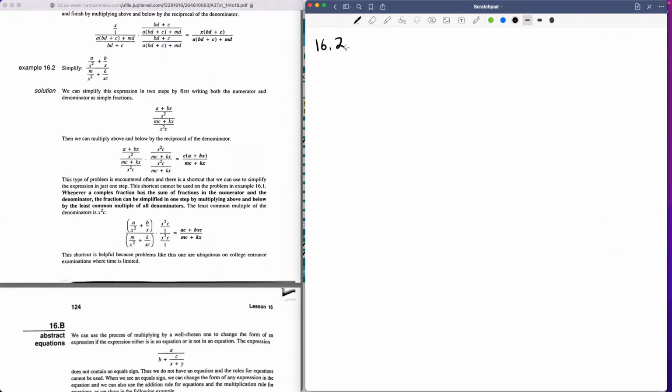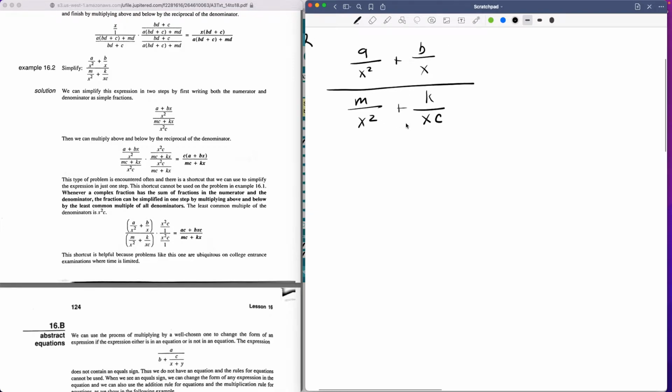16.2. We have a over x squared plus b over x, all divided by m over x squared plus k over xc. So here we have an operation, two fractions with an operation divided by two fractions with an operation. So our first step is going to be finding common denominators on the top and the bottom. So we can turn this into a fraction divided by a fraction, so then we can just keep it, change it, flip it. So I hope you see that in here.